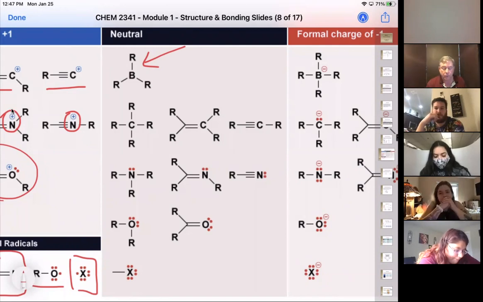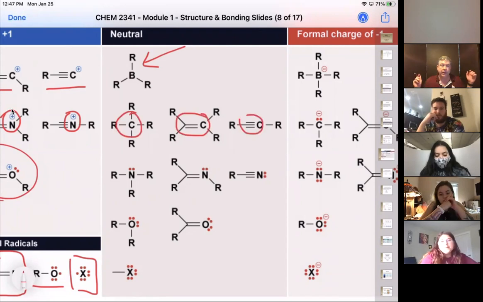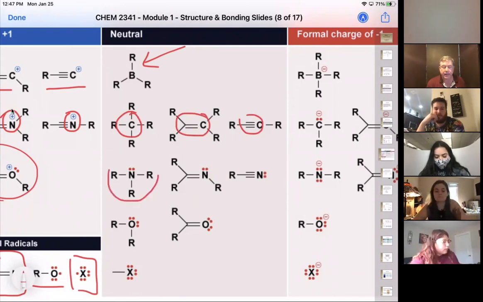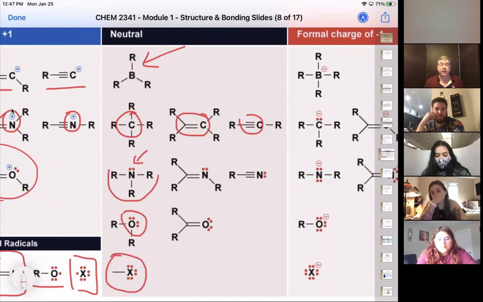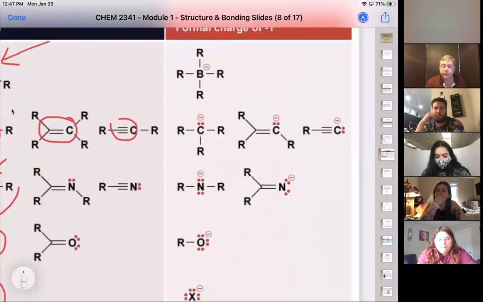In carbon, whenever you have your 4 bonds to carbon, whether it be single, double, or triple bonds, if there are 4 bonds to carbon, it's typically neutral. Nitrogen is typically neutral when it has 3 bonds and a lone pair. Oxygen will be neutral when it has 2 bonds and 2 lone pairs. And the halogens will be neutral if they're only bonded once. Okay, so those are really common Lewis dot structures.